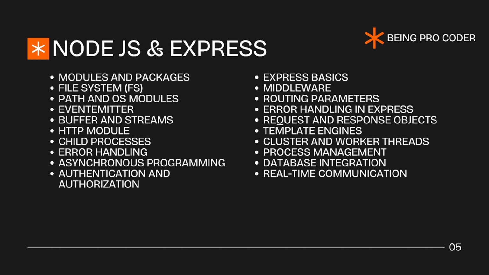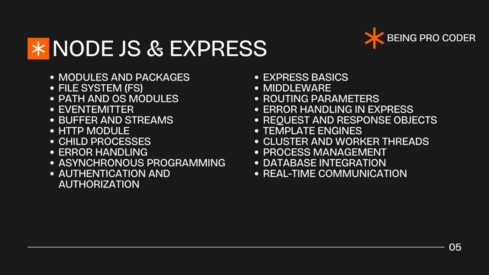Asynchronous programming is executing tasks without blocking the main thread. And authentication and authorization are verifying whether the user is authenticated or not using the JWT token, as we have discussed in the React concepts. Express basics: Express is a web framework for building Node.js applications. It is a backend framework for Node.js.